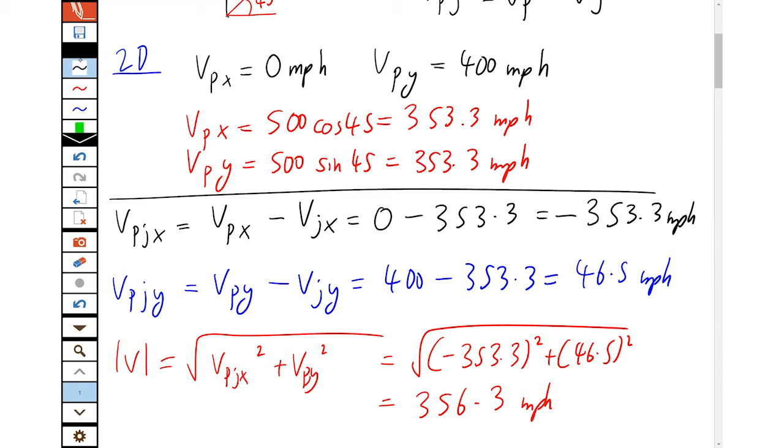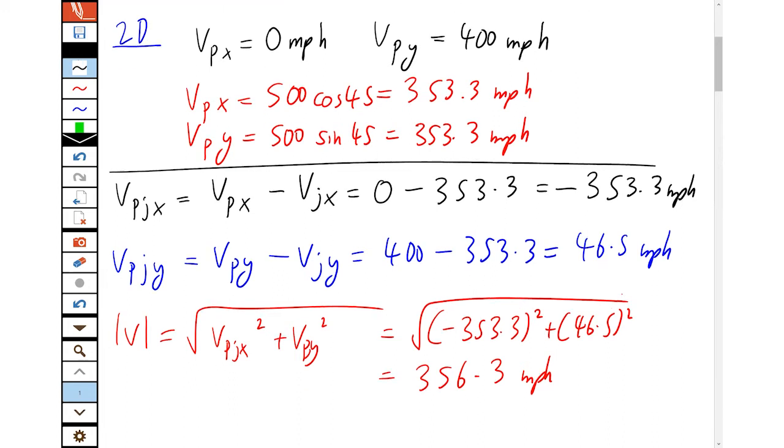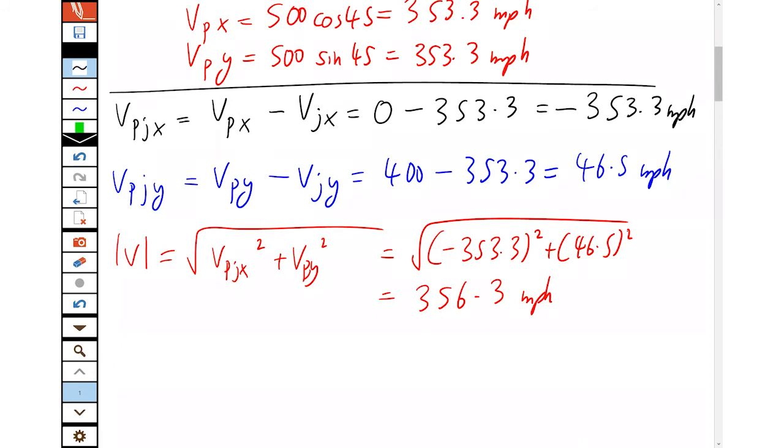And remember, whenever you're practicing, don't just think, oh, problem's all done, nothing else to do. You think, well, what else could they ask us to work out? And you realize they could have asked us for the full velocity. What's the angle of this? Well, if we look at it, the x component is minus 353.3. So that's in the minus direction. And the vertical component is 46.5.